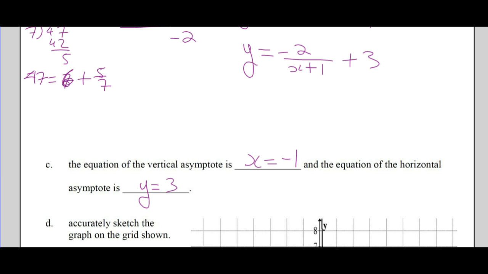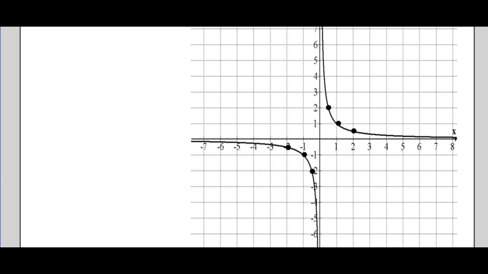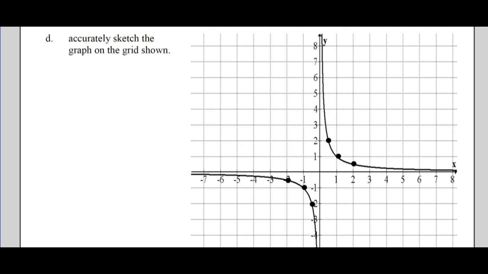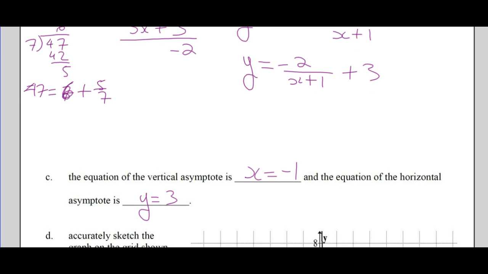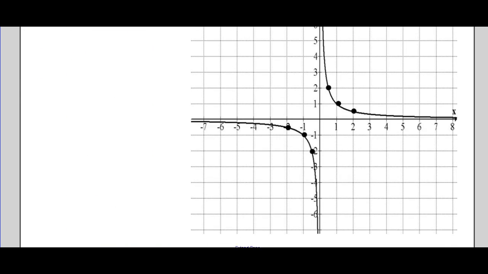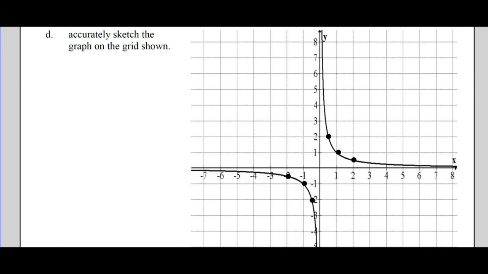Accurately sketch the graph on the grid shown. Thankfully they gave us the 3 points so we can make a 3-pointer. We'll shoot from outside the circle. So, what do we want? Vertical asymptote. So let's sketch in our asymptotes.